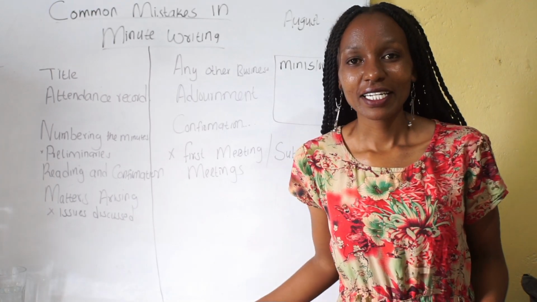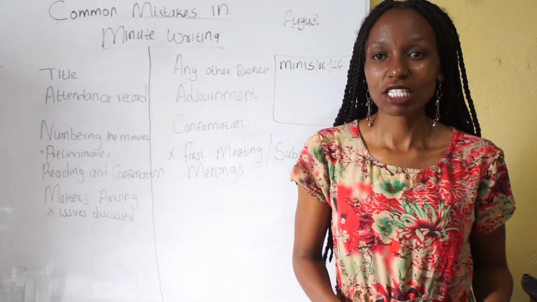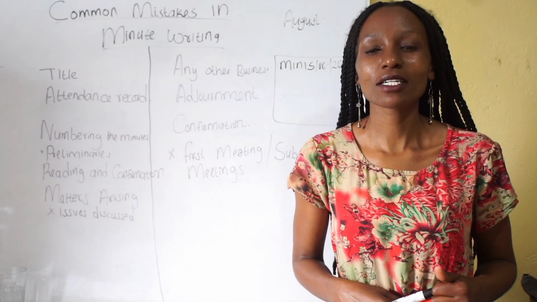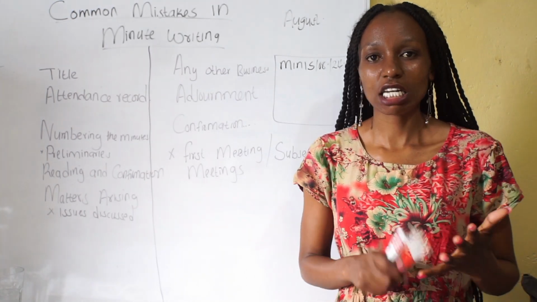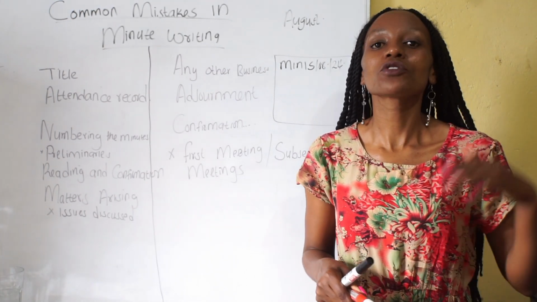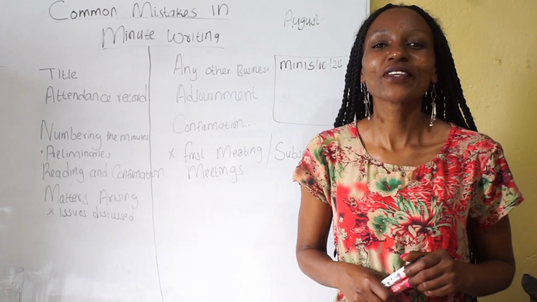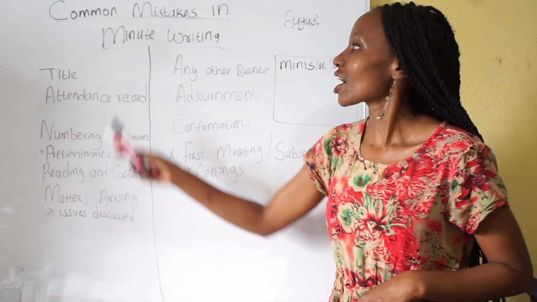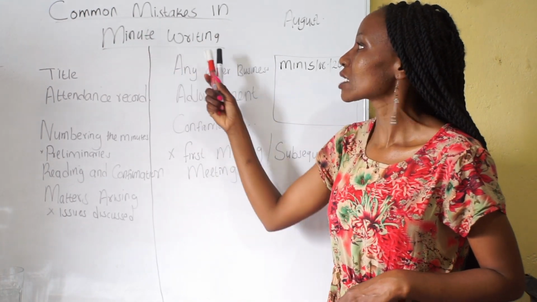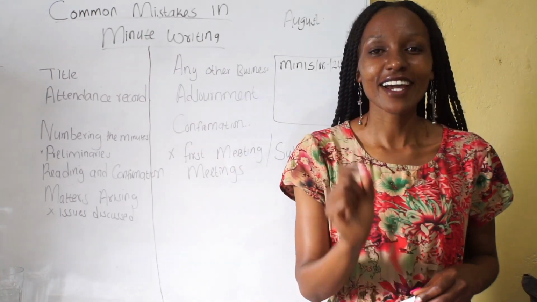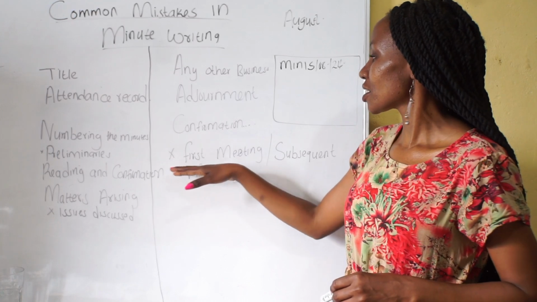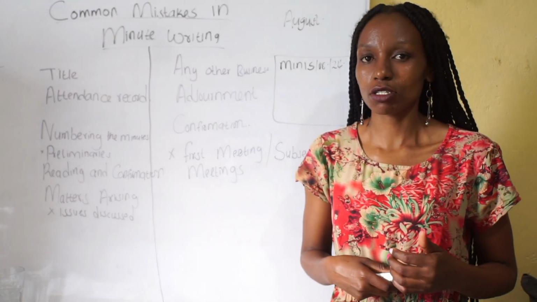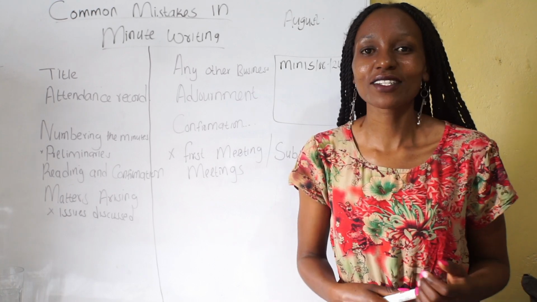So by the way, what is the difference between the minutes of the first meeting and the minutes of the subsequent meetings? That is the second meeting, the third meeting, the fourth to infinity. Let me know your answer in the comments. So in this video, we're going to check the common mistakes in minute writing. And in the end, I'm going to tell you the differences between the first and the subsequent minutes. Write me your comments and then you're going to compare.